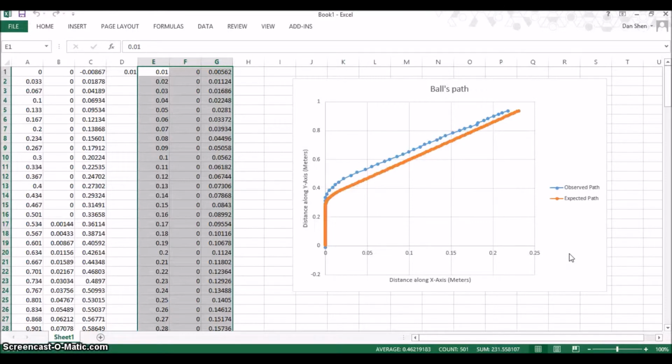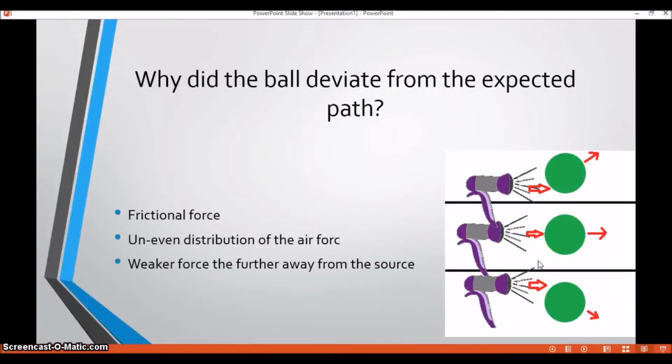And comparing that to our observed data, we see that the blue line traveled less along the x-axis than expected, and there's also a slight deviation in the curve in the acceleration time period during the wind tunnel. So we're going to ask ourselves, why did the ball deviate so much from the expected path? Well, first of all, there's frictional force, which could explain why it did not travel as far in the x direction as expected. And second of all, there's uneven distribution of the air force.